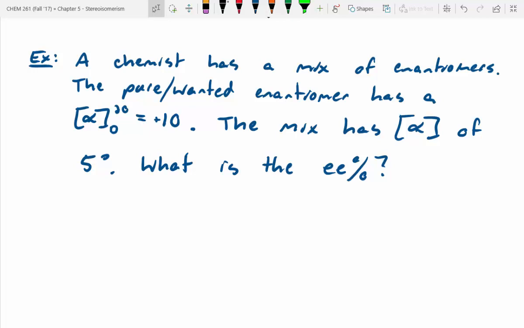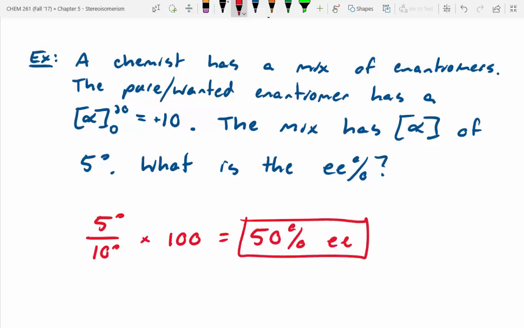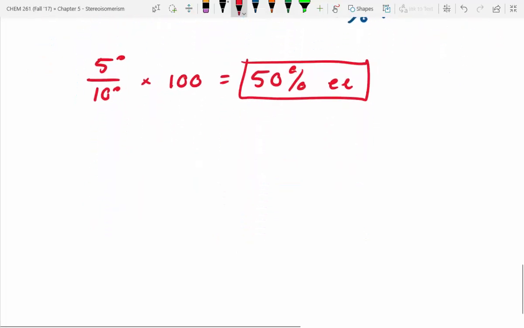So how do we go about solving this? Yep. You could have 5 divided by 10 times 100. Yep, simple as that. So 5 degrees divided by 10 degrees times 100. What should that be? 50%. Not too bad, right? That's one thing I really liked about organic chemistry when I took it, was there wasn't much math. All right, so let's kind of break this down.